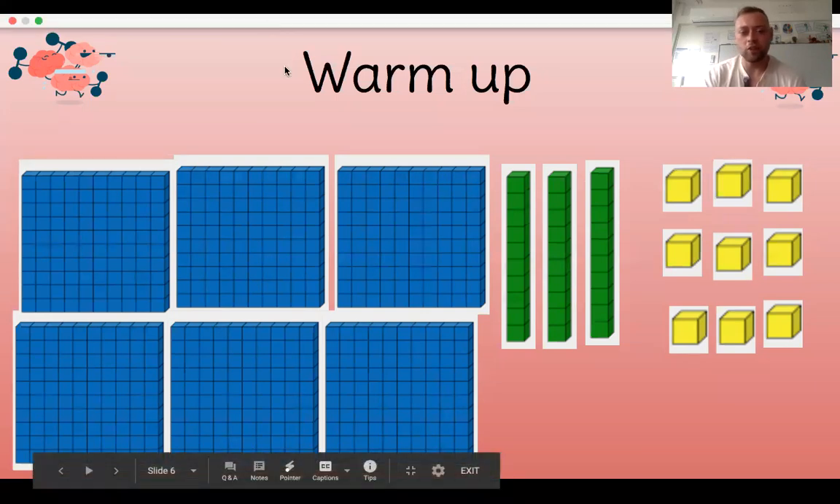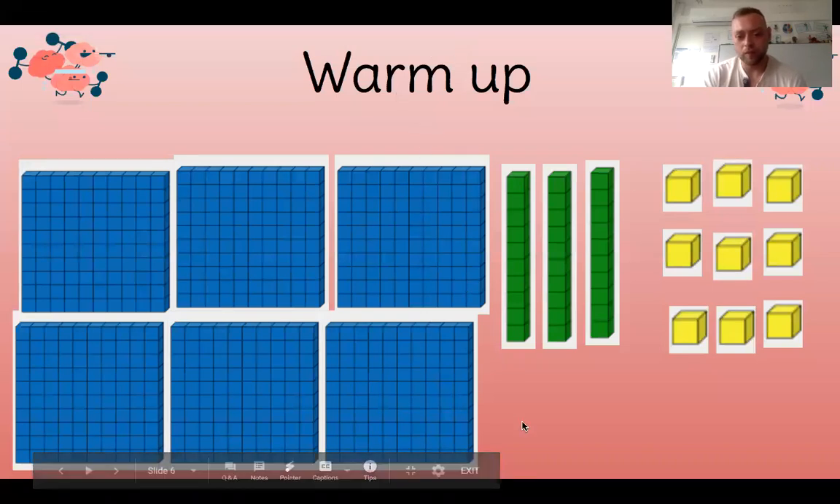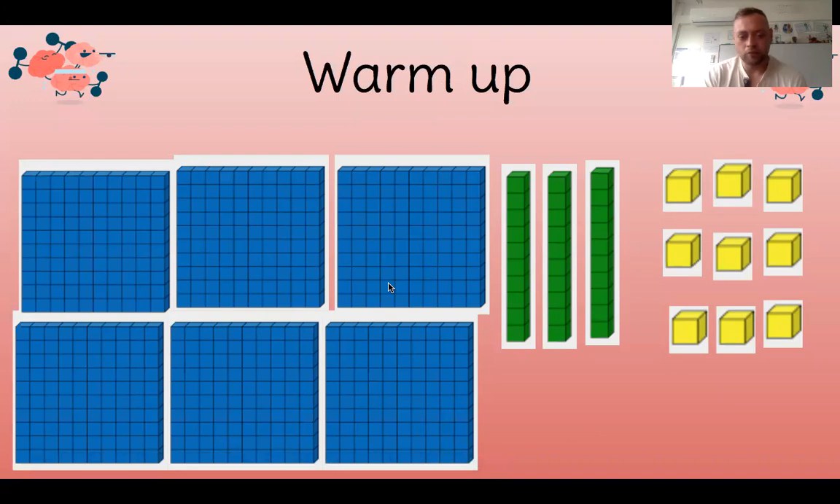So your answer should have been 1, 2. So 2, 4, 600 and 30. And how many ones did I have? I'm going to count in 3s. 3, 6, 9. 639. Okay, what happens if I add another 40 to my number?